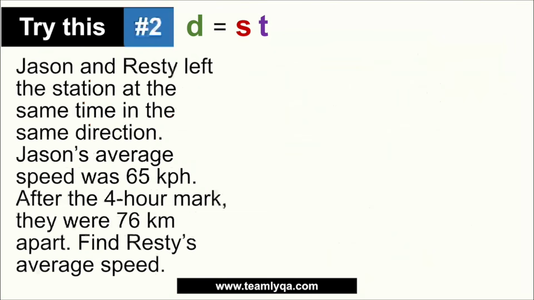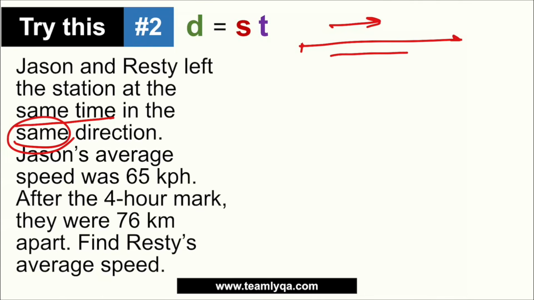Number 2, Jason and Resty left the station at the same time. Ito naman, same time in the same direction. So again, isang guhit, papunta siya doon, papunta rin siya doon. Hindi natin alam kung sinong mas mahaba ang binyahe sa kanila. So, ibig sabihin mag-absolute value tayo dyan uli. Isusubtract natin sila. Kanina nag-add tayo, ngayon, subtraction.